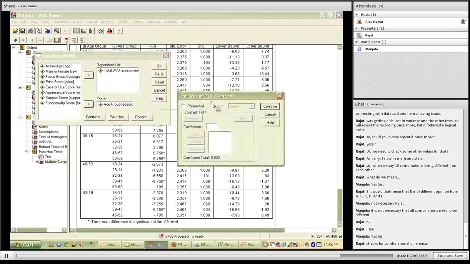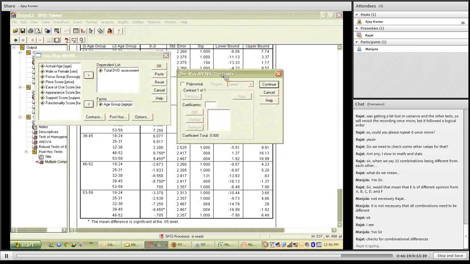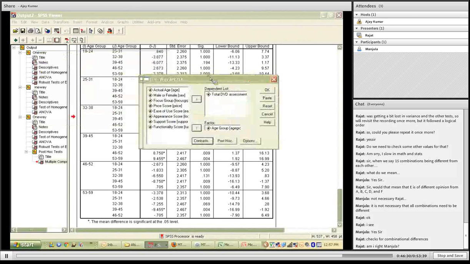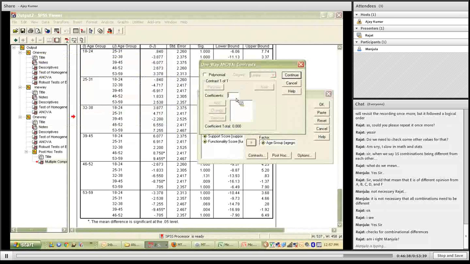Now you remember what we were trying to see. We were trying to check the difference between the people who were less than 30 years of age and the people who were above 45 years of age. So for that, let me cancel this so that we can actually see. So I've clicked onto contrast now. Look at how contrasts are formed. A was 18 to 24. I'm making it 1. Add. B was 25 to 31. I'm making it 1. Add. Now you see the coefficient total.